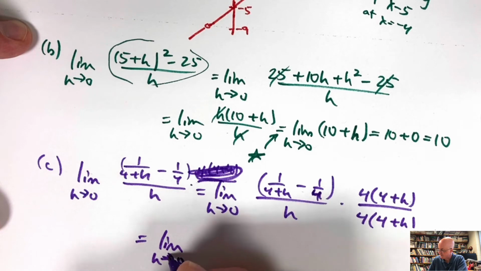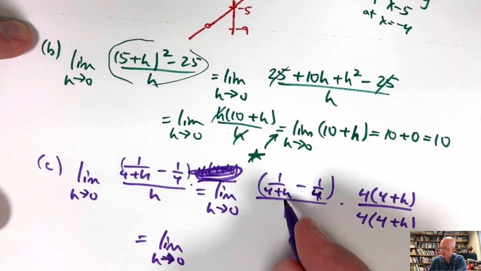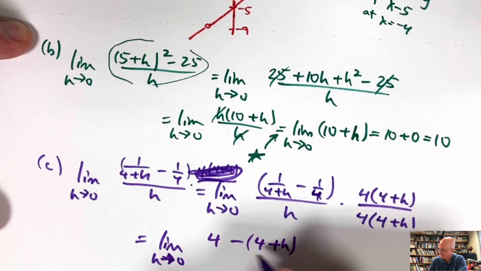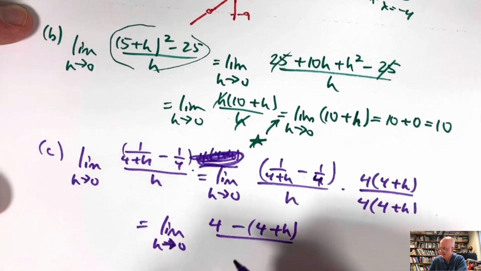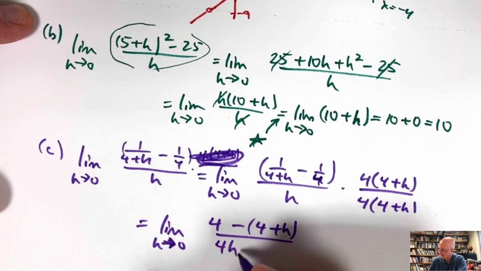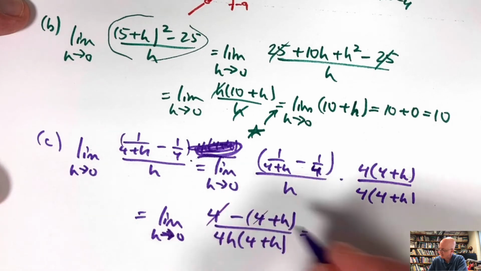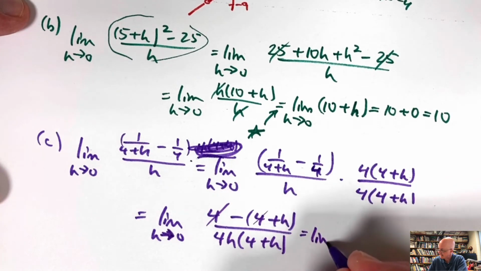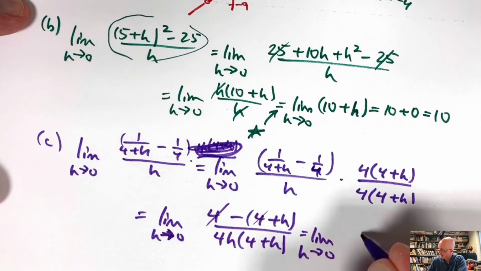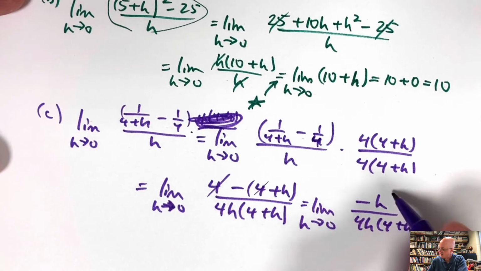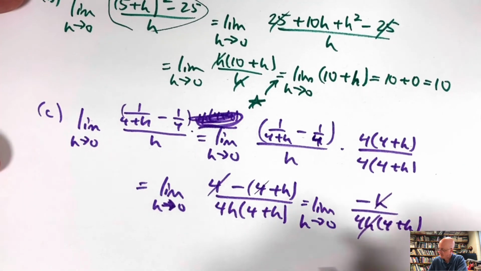So I get cancellation of the 4 plus h there and just get a 4. Get cancellation of the 4 there and you get a 4 plus h. Careful with parentheses there. I'm subtracting that whole thing. And the bottom becomes more complicated, but that's okay. The top, the 4 is canceled. Distribute the minus sign through. I get the limit as h approaches 0 of negative h divided by 4h times 4 plus h. The negative h and the h can divide out to leave a negative 1 up top.